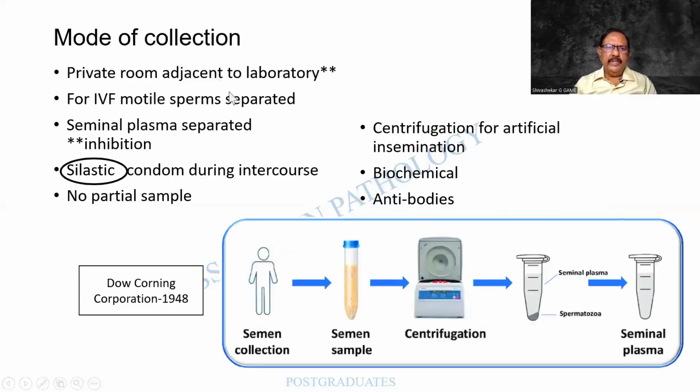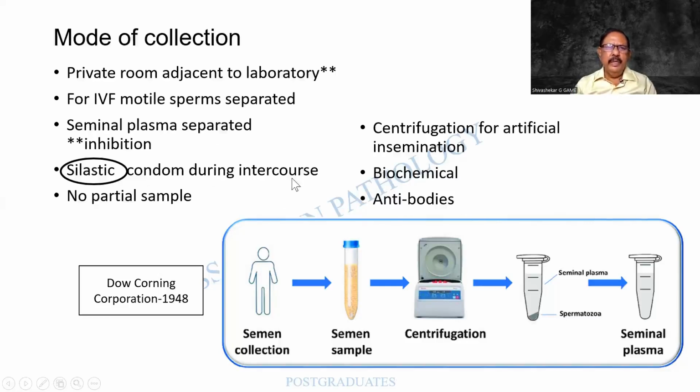The mode of collection, obviously a private room adjacent to the laboratory, not from a distance. And for in vitro fertilization, motile sperms will have to be separated. There is something called as a seminal plasma. So this is a sample over here. There will be a supernatant plasma, and after centrifugation, there will be the spermatozoa. The plasma itself is important for biochemical and antibody study.